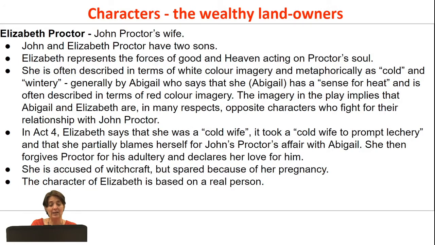She later on forgives Proctor for his adultery and declares her undying love for him. She's accused of witchcraft, but she's spared because of her pregnancy. And again, the character of Elizabeth is based on a real person.